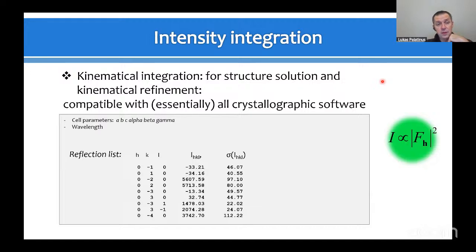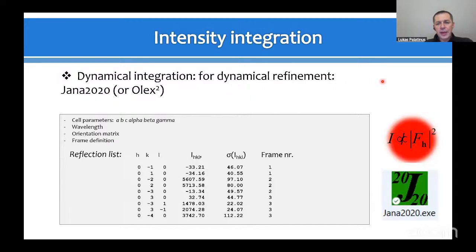On the other hand, we may want to be more accurate than this kinematical approximation, because we know that approximation is only really coarsely, roughly valid for electron diffraction data. Electron diffraction is dynamical. We'll come to that in a second. So if we want a proper or more accurate refinement, we may want to go for dynamical refinement, which is available in the software IANA 2020, and recently also for the users of Synergy ED and Chrysalis Pro. It's also available in OLEX 2.